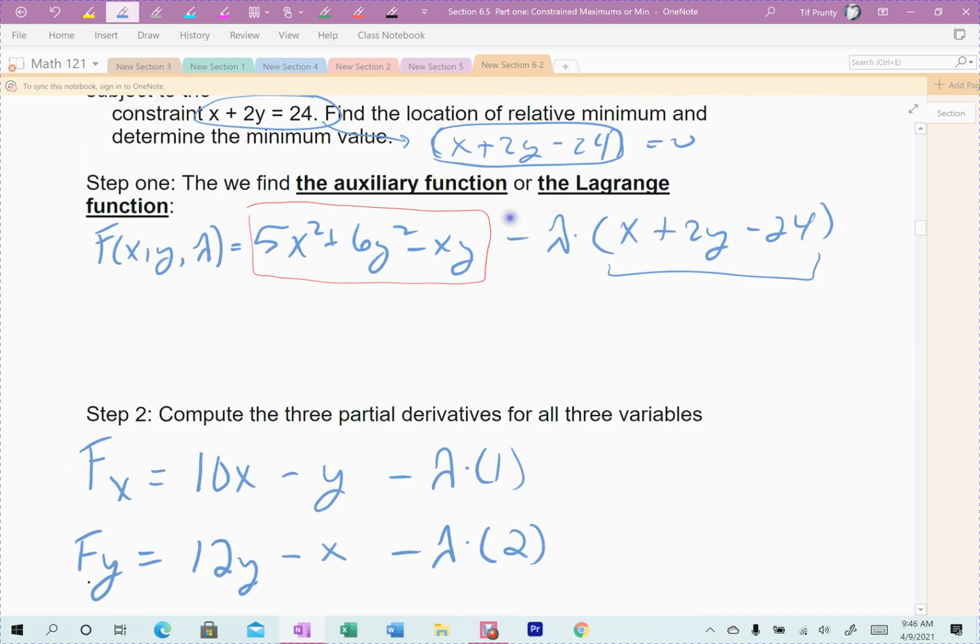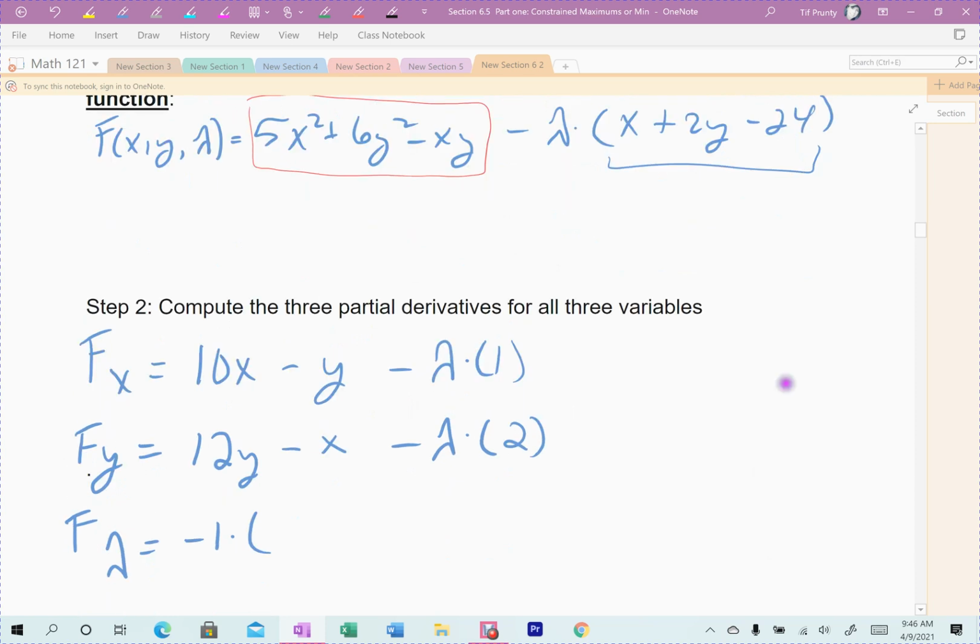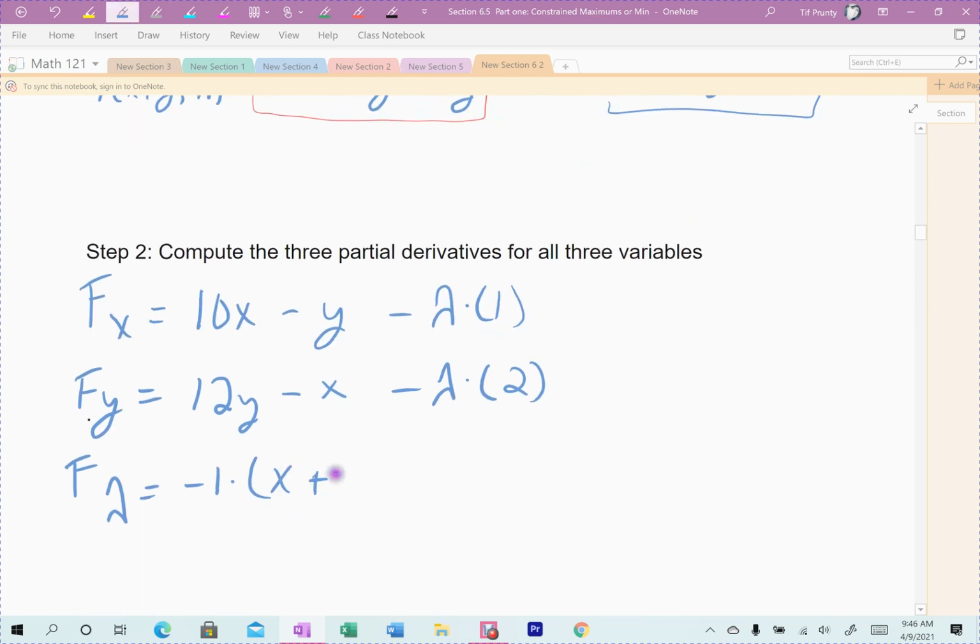Then the derivative with respect to lambda is always negative 1 times that constraint equation. So you always get that. The last line is always the constraint equation, negative 1. But again, the negative 1 is negligible because I can multiply it out or divide it out. Alright, so there are my 3 first order derivatives.